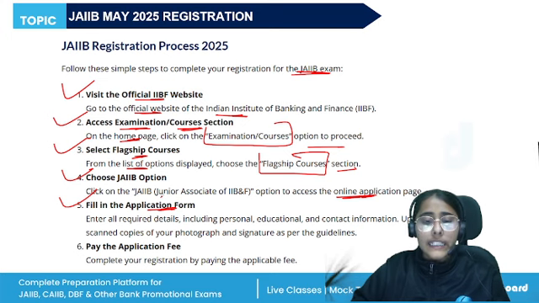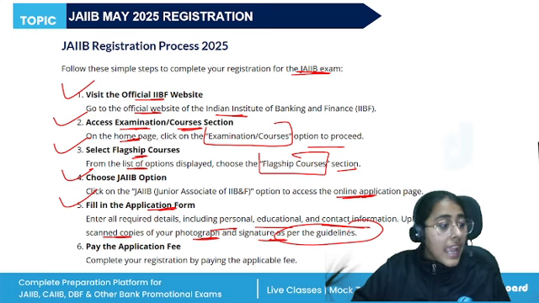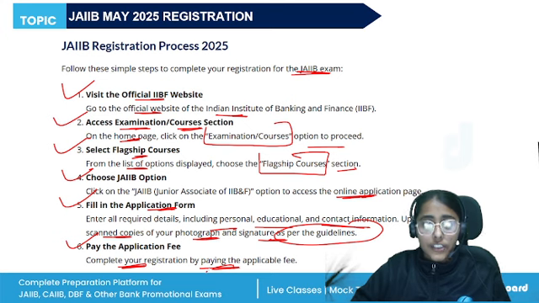All the required details, including the personal, educational, contact information. You are going to upload the scanned copies of your photograph and the signature. The guidelines for the same have been mentioned on the site itself. And finally, you will pay the examination fee and complete your registration, right?